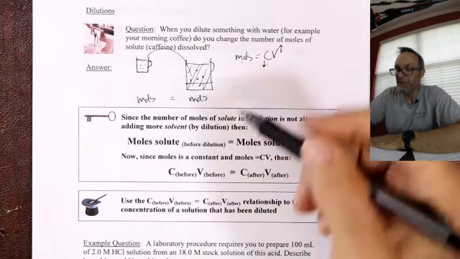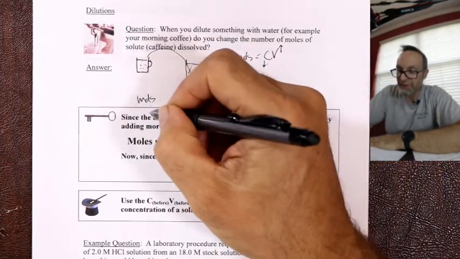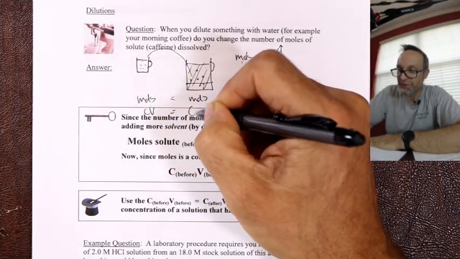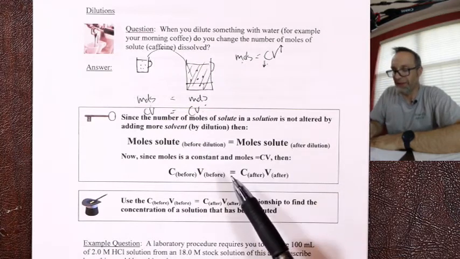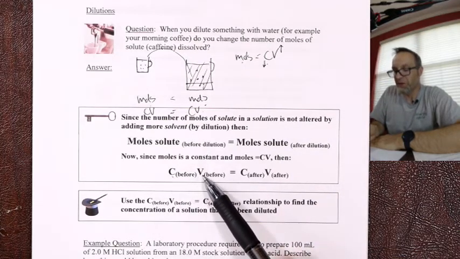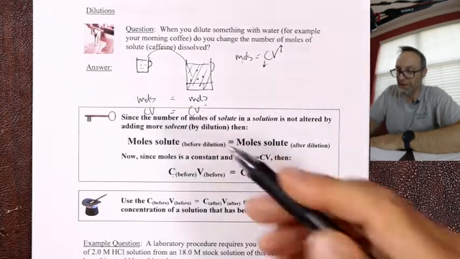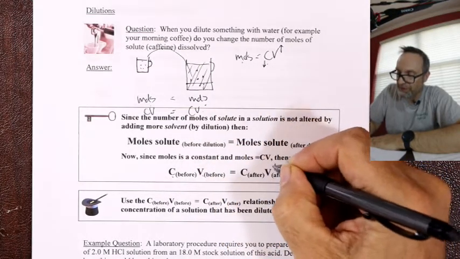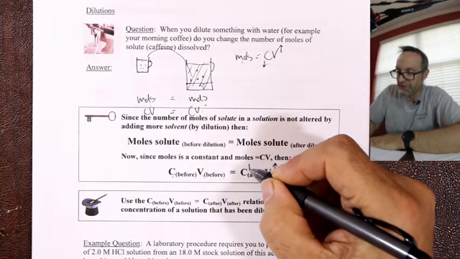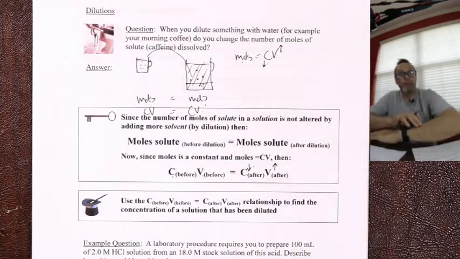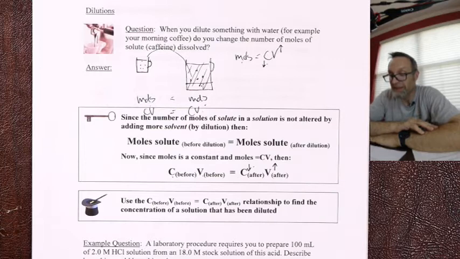So if we think about that, moles before equals moles afterwards, so CV before equals CV afterwards. And that's what we've got down here. So concentration times volume before you dilute equals concentration times volume after you dilute. If the volume goes up, just like in our espresso example, the concentration goes down. And it also works the other way.